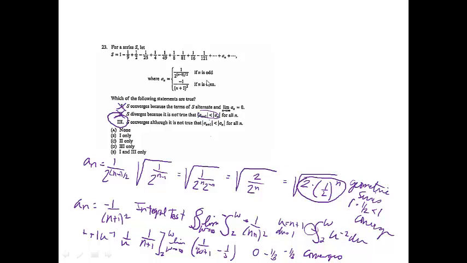So since both of those separate series converge, if I separated it into two separate series, a convergent series plus a convergent series would also converge. So it is choice 3.